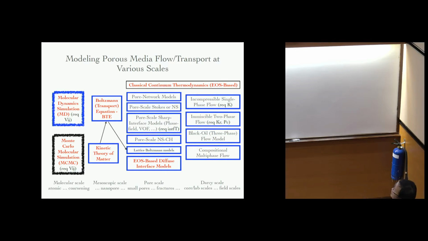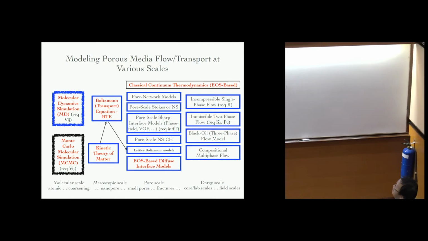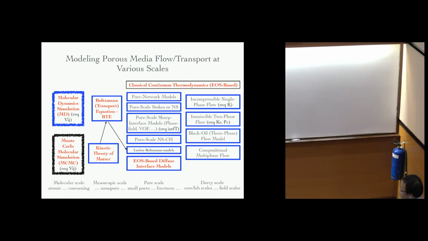The pore scale is what is most relevant to this workshop. It's free flow inside the pores of the rock, and you're trying to model two-phase flow. If you assume it's incompressible and immiscible, then you can use the Cahn-Hilliard Navier-Stokes equations. That's one of the popular approaches people are using, and it has become quite mature in recent decades. But there are also other approaches.